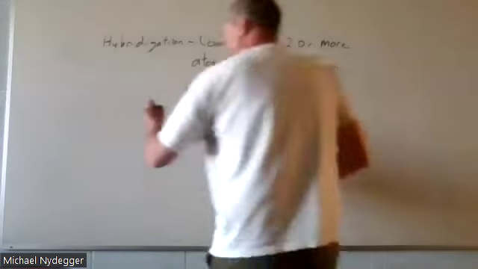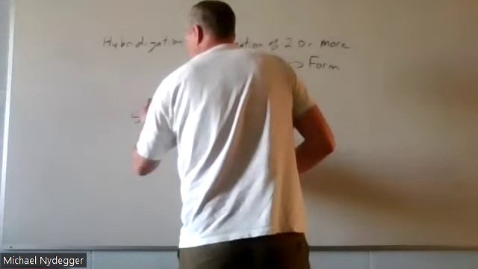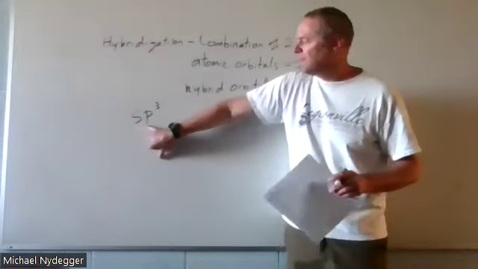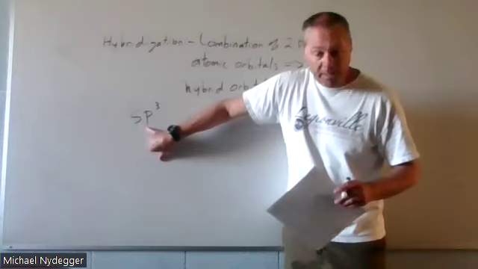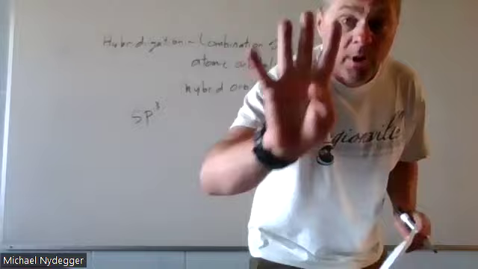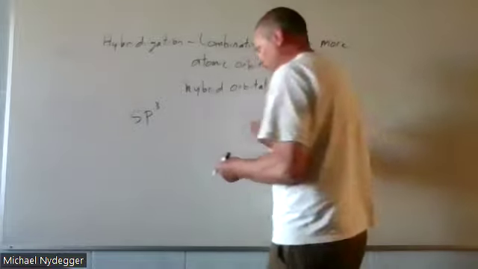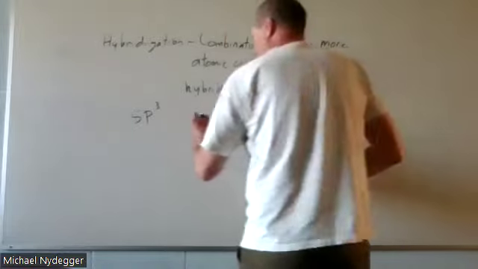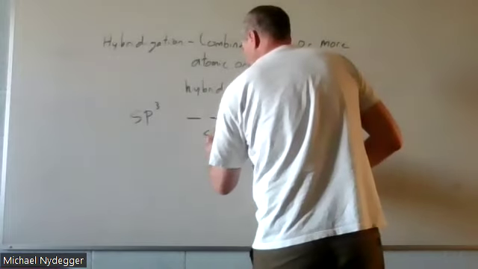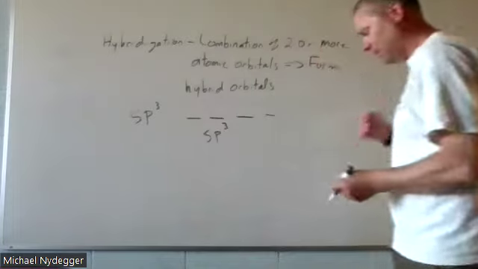So if we look at something that's going to be sp3, what we're saying is that we have one s mixing with 3 p orbitals. So how many orbitals do we have in total? We have 4. So this is going to come up with 4 orbitals. So this would be your sp3. All right.